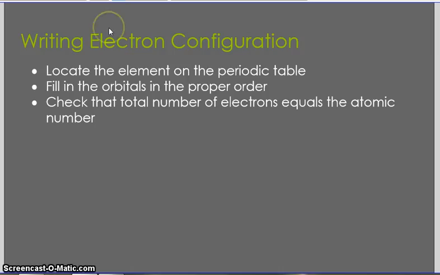So the first step is I'm going to locate the element on the periodic table that I want to write the configuration for, my address of the electrons. I'll fill the orbitals in as I move from hydrogen across to that point, and then make sure the total number of electrons that I place is equal to the atomic number for a neutral atom.